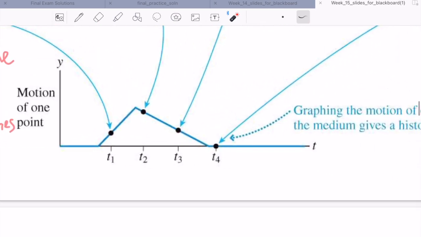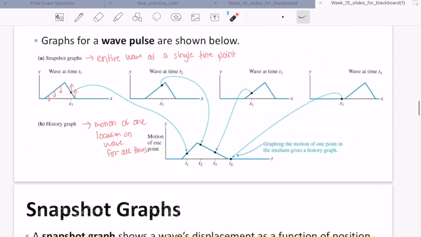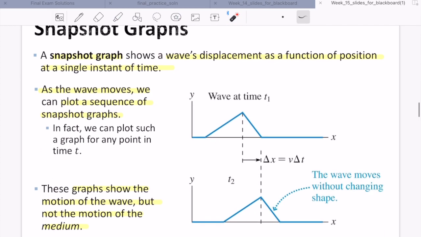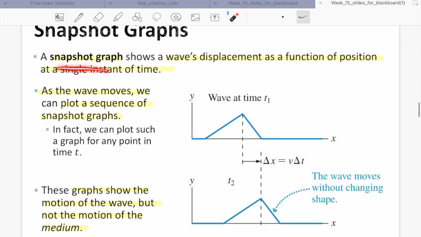History graphs, on the other hand, will show you time on the x-axis, so as time progresses, and then on the y-axis, the actual y position of the particle or the green bead itself. So as time goes on, as the wave propagates, I see the bead move up and then move down. So a history graph tells me time on the x-axis, and on the y-axis the displacement of the green bead, or the medium. But I think that's probably it for a snapshot graph. It is just displacement as a function of position at a single instant of time.